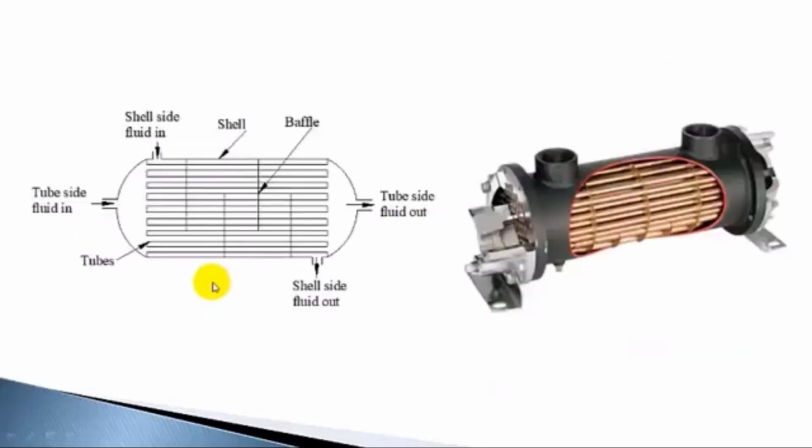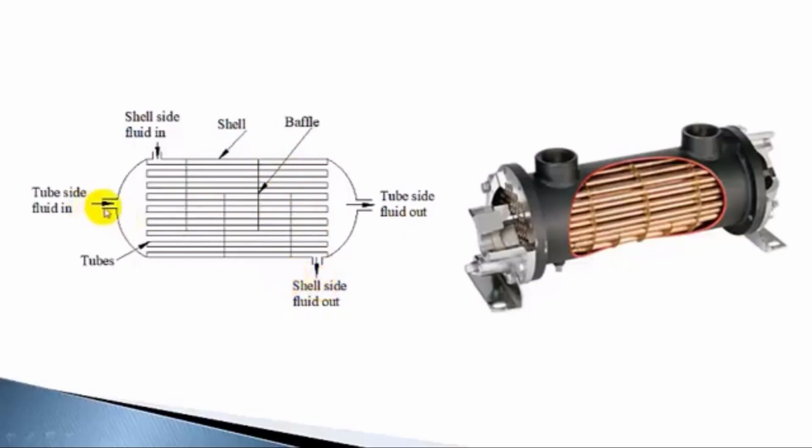And in a shell and tube heat exchanger, there will be a main shell and a number of tubes inside, and fluid flows through the tubes. This is the fluid flowing through the tubes, and it goes out from the shell. On the shell side, one of the fluids is entering, and it moves like this because there are baffles provided to move the fluid in a zigzag direction, and on the shell side, the fluid comes out here.